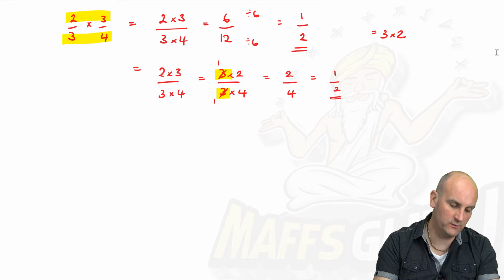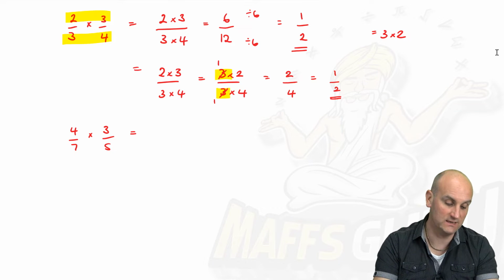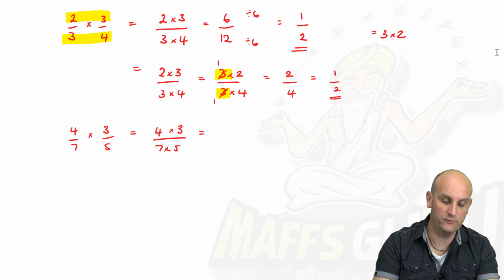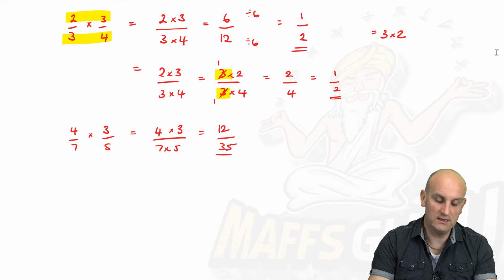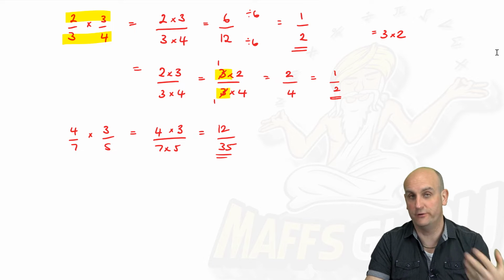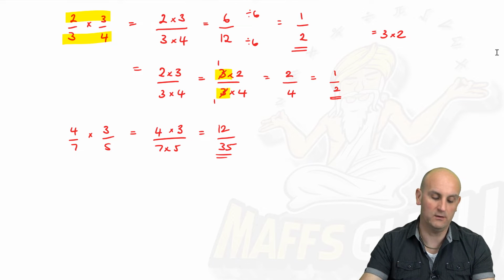So let's do another one. Let's do 4/7 times 3/5, for example. Same. 4 times 3, 7 times 5. 4 times 3 is 12, 7 times 5 is 35. Is there a number that goes into 12 and 35? Nope. And so actually I'm going to leave that one there. Now there are shortcuts to know whether this can be cancelled down, and I'll come back to that.